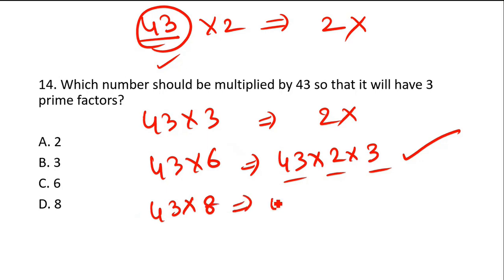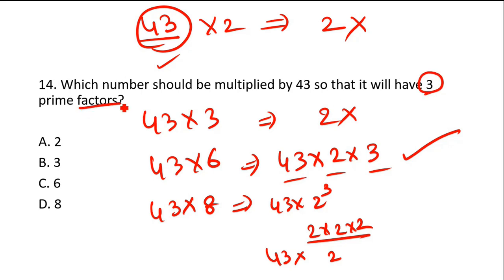43 into 8, that is not possible. Writing the same number 3 times can be considered as only one number, guys. 3 prime factors. Factor or otherwise number, both are the same. So you have 43 in the question. Pick any one option and multiply. That product should have 3 prime factors. So if you pick the first option, you'll have only 2 prime factors, 43 and 2. So that is not your answer.